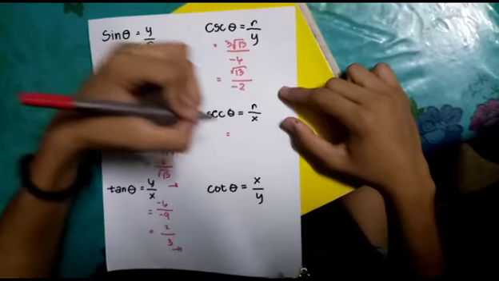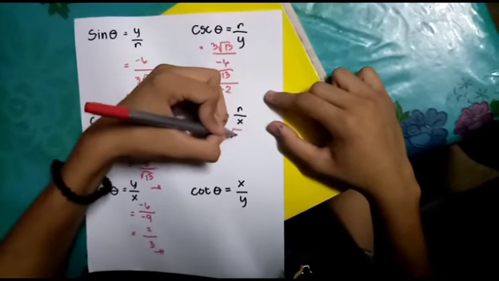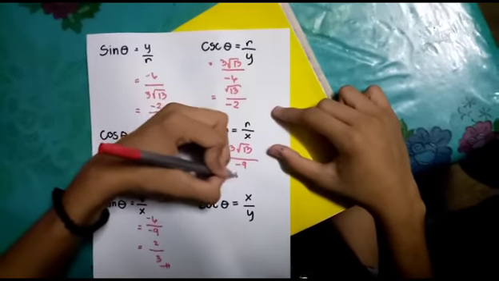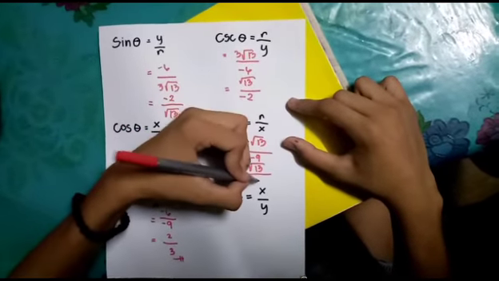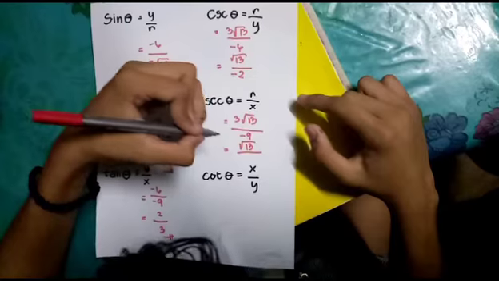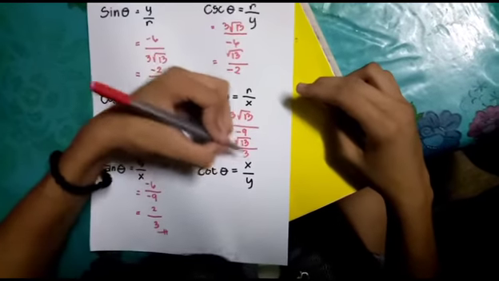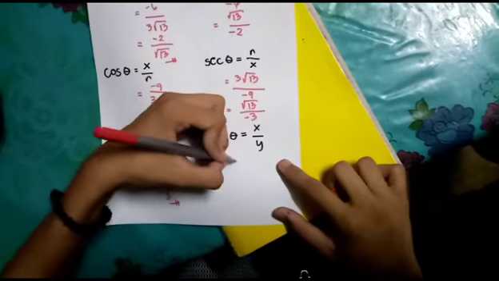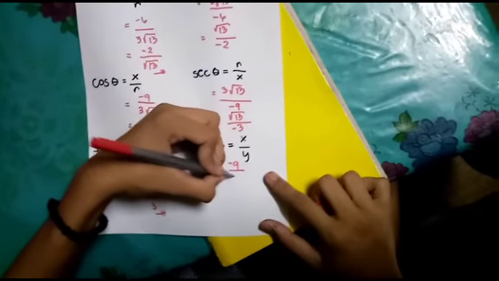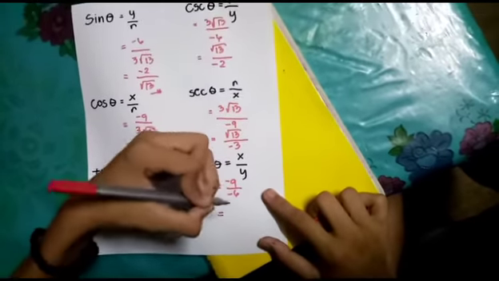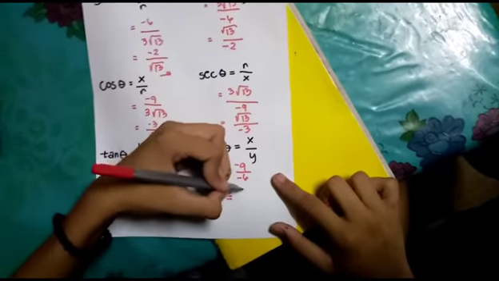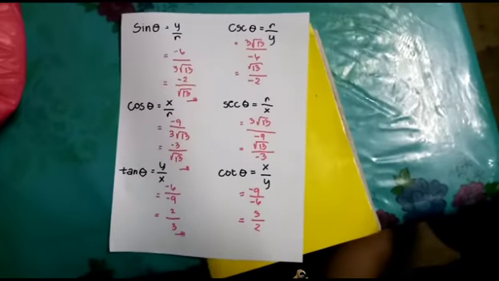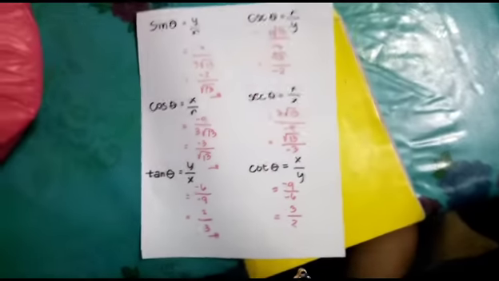Next is the secant theta. It's r over x. Substitute again. Over -9. Simplify. This becomes square root of 13 over -3. Next is the cotangent, which is x over y. Substitute again. Then simplify. This is how you evaluate the 6 trigonometric functions using a point on a terminal angle.